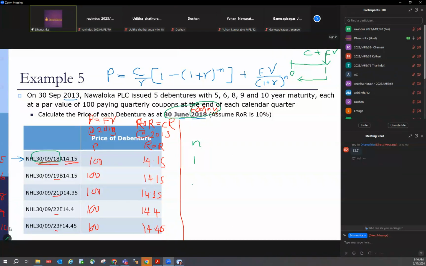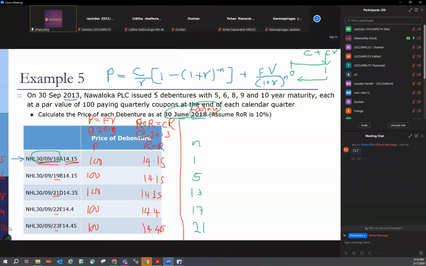No, for the second debenture? 5. 5. Yes. How much is N for the third debenture? 30. Correct. Next one. 17 and 21.